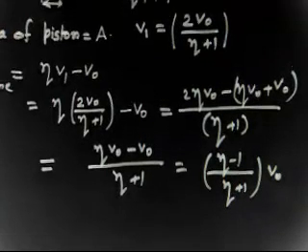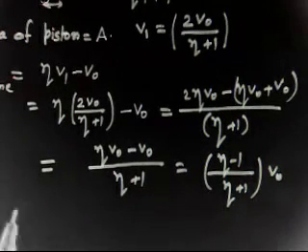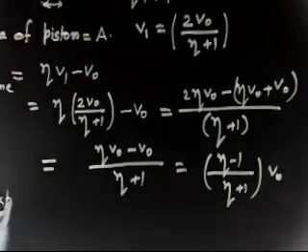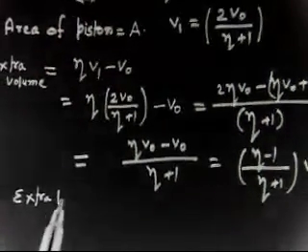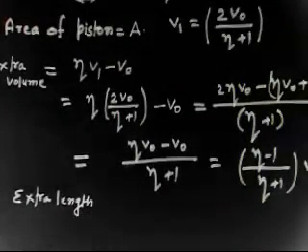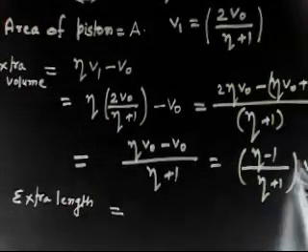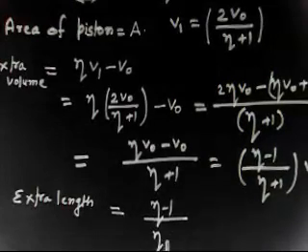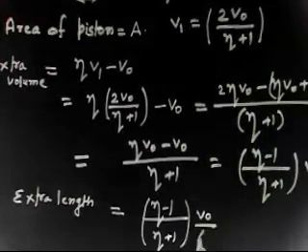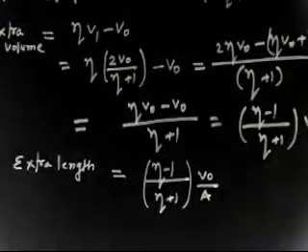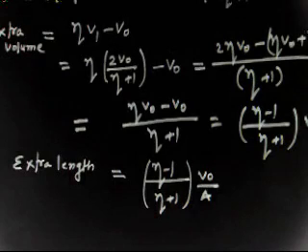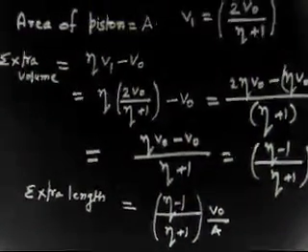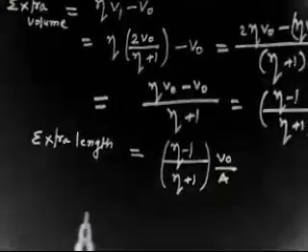So I have to increase this volume. What is the extra length that I have to increase? If I divide by area, the extra length that I have to expand is volume divided by area. So this is eta minus 1 divided by eta plus 1, into V0, divided by area. This is the extra length I have to increase. Why I am finding this extra length, you will soon understand. Let us consider the equilibrium of the piston.